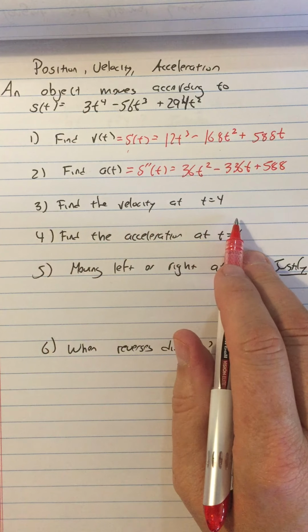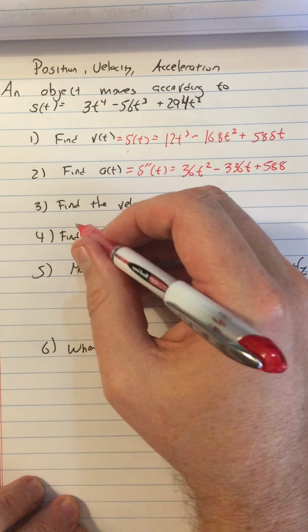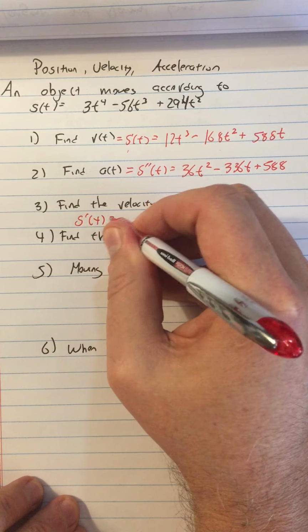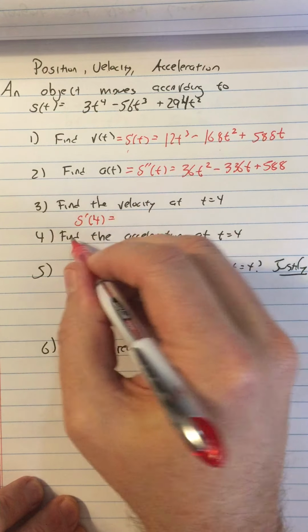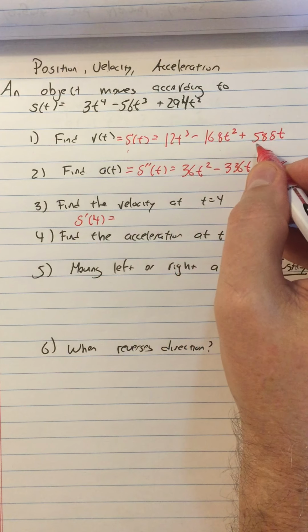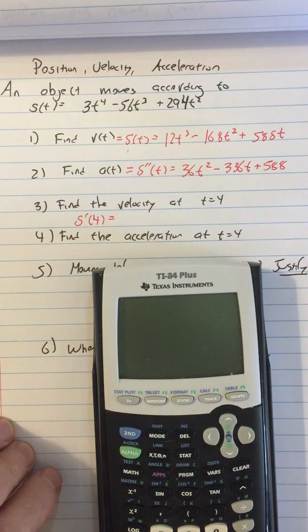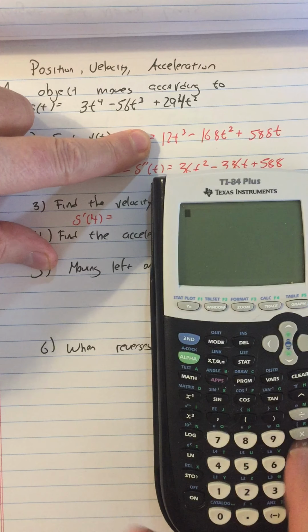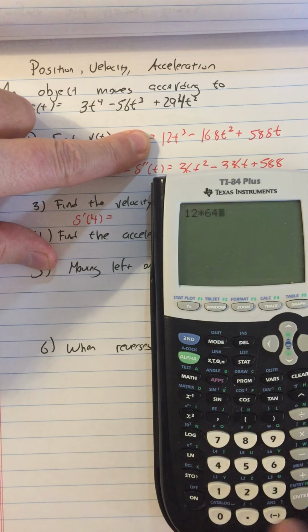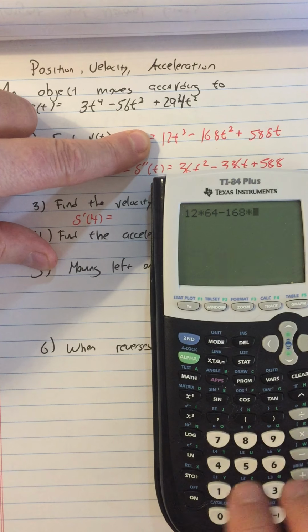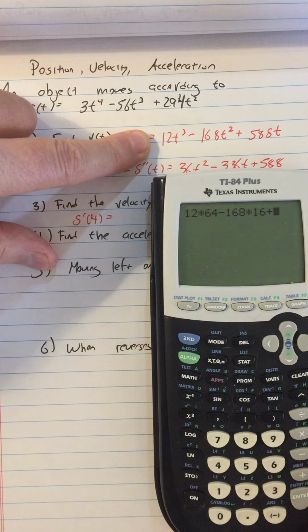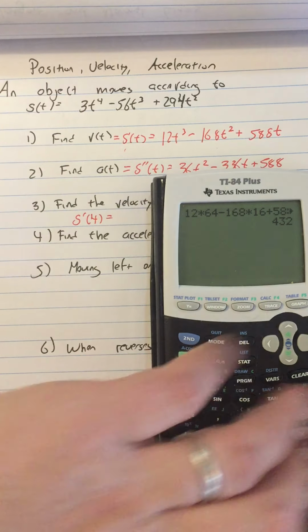Now it says find the velocity at t equals 4. So we need to show that we're plugging in to s prime of 4. And this is the justification right here, just s prime of 4. So you don't have to show plugging in 4 here. You can just go to your calculator, which is what I would do. I'm going to go 12 times, well, I know 4 cubed is 64, so let's at least do that. And then minus 168, t squared is 16, so times 16. And then plus 588 times 4, I don't know that one off the top of my head, so I'll just stick it in there. And I get 432.